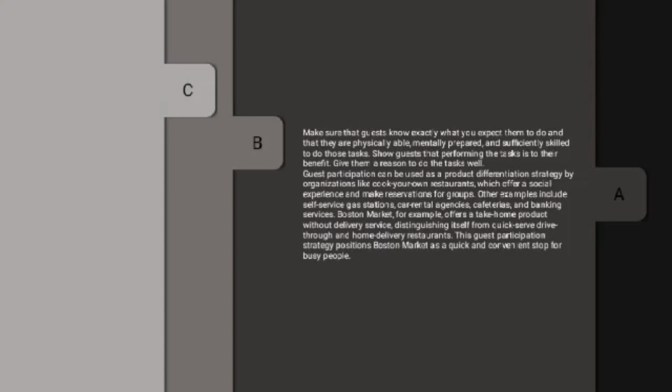Guest participation can be used as a product differentiation strategy by organizations like Cook Your Own restaurants, which offer a social experience and make reservations for groups. Other examples include self-service gas stations, car rental agencies, cafeterias, and banking services.